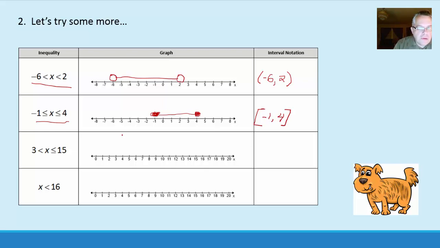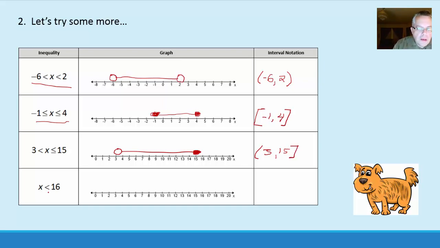All right, these two I'm going to go through kind of quickly. X is greater than 3, so hollow dot at 3, less than or equal to 15, so solid dot at 15, and connect them. It's the numbers in between. So open parentheses at 3 because it doesn't include 3, and a closed parentheses at 15.